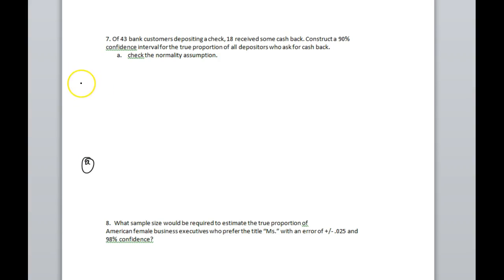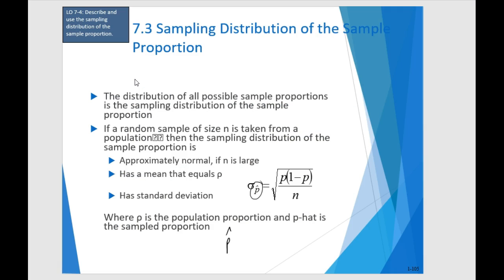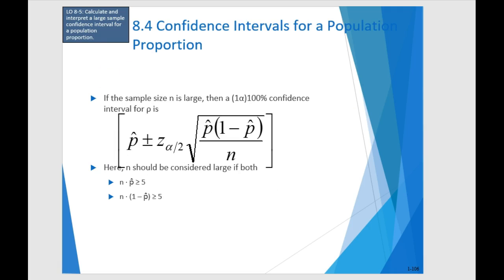So the first thing that I would do is determine what p hat is. So p hat is just going to be this 18 over 43, those who receive cash back, the sample proportion of people who got cash back. So that is 0.4186. Then we would just go to our confidence interval formula that we have on the PowerPoint slide. So p hat plus or minus Z of alpha half times the square root of p hat times 1 minus p hat all over n.